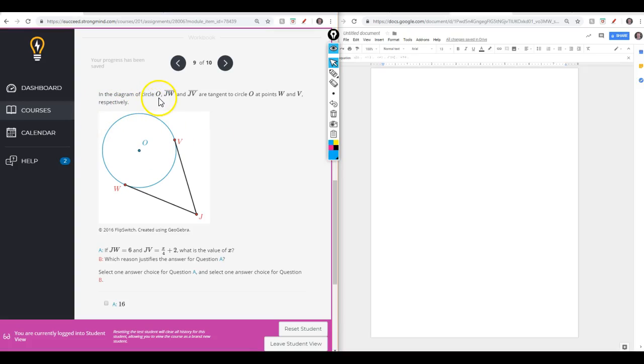In the diagram of circle O, segment JW and segment JV are tangent to circle O at points W and V respectively. If segment JW equals 6 and segment JV equals x divided by 4 plus 2, what is the value of x? B. Which reason justifies the answer for question A?